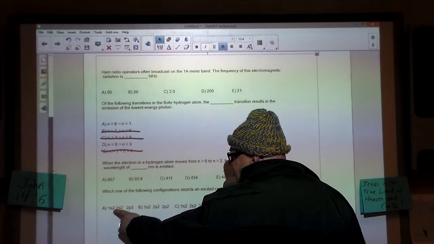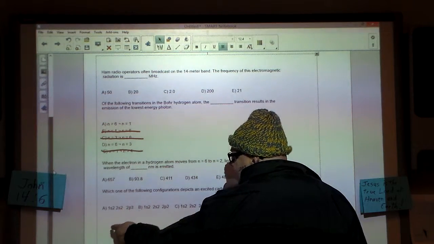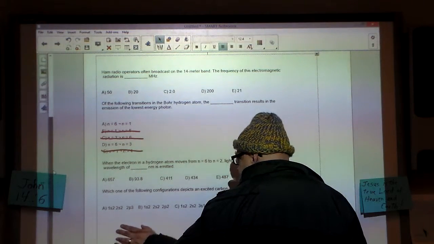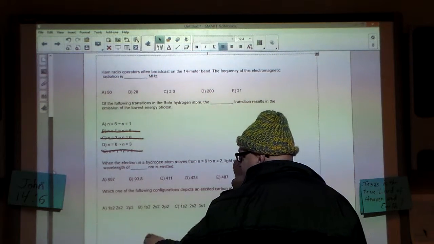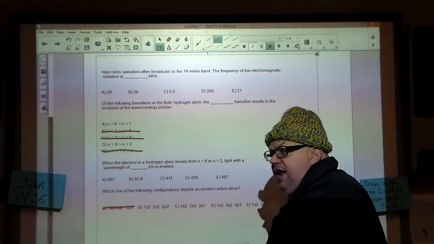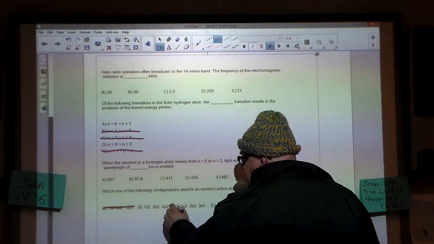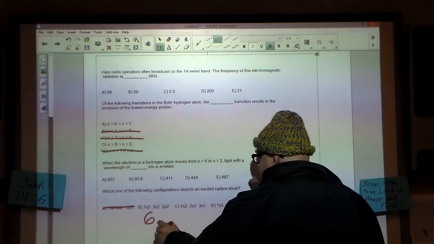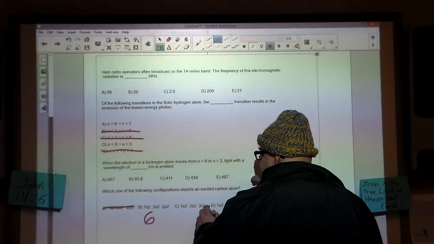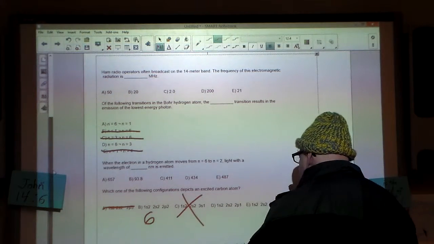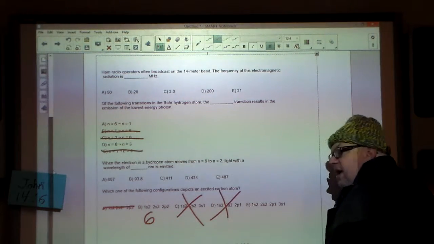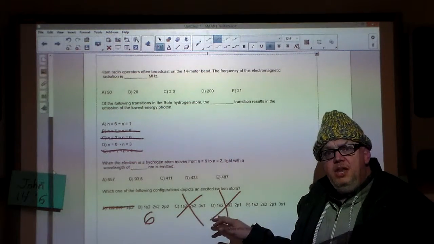Now it should be 1s2, 2s2, 2p3, okay, it's not in the superscript position. So let's add them up to see what's going to work for an excited carbon atom. 2 plus 2 is 4 plus 3 is 7. This is not even a choice. It doesn't have the amount. 2 plus 2 plus 2 is 6, okay? This is a possibility. 2 plus 2 plus 1 is 5. No. 2 plus 2 plus 1, that's another 5. No, that's not a choice either. You notice how I'm eliminating the choices.